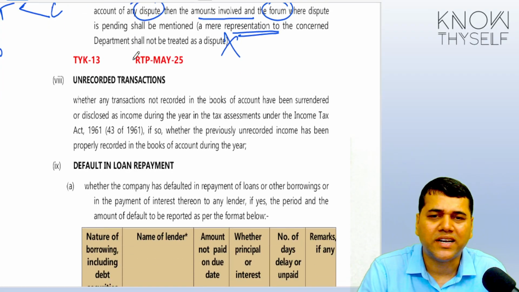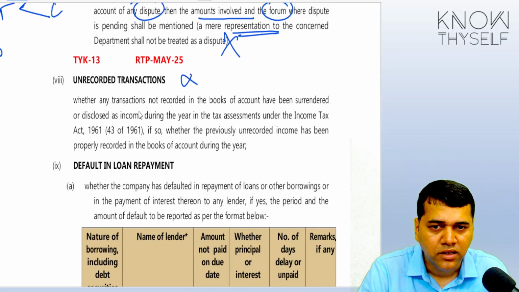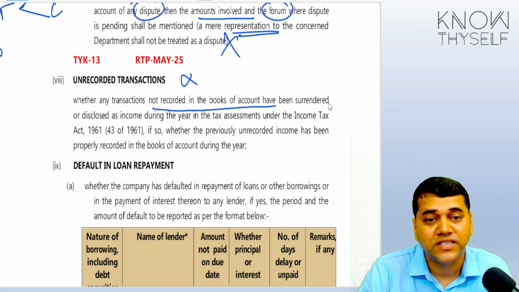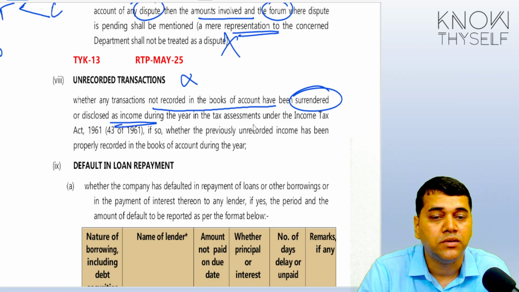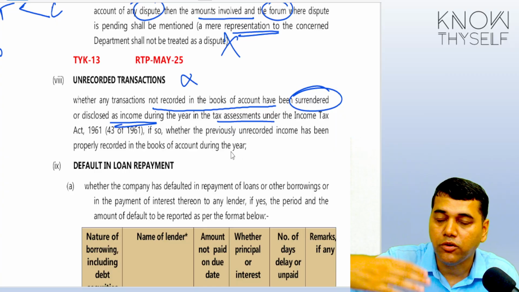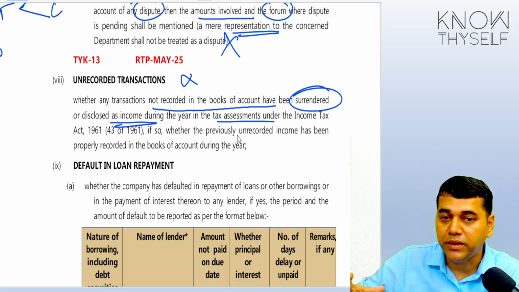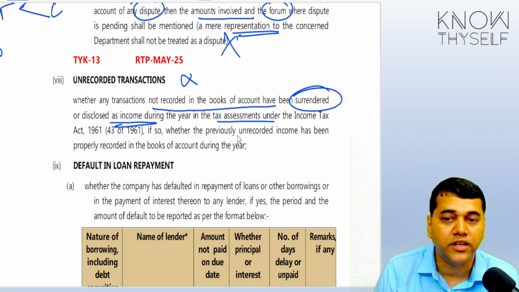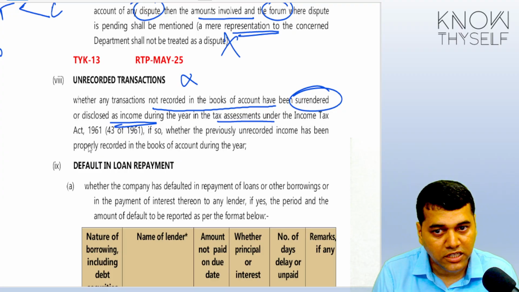Okay, unrecorded transactions, small, you can ignore it. Is there any transaction not recorded in the books of account which is surrendered or disclosed as income in the tax assessments under the Income Tax Act? Okay, if something you have not recorded, something you are trying to bring to the notice of the shareholders, that means unrecorded income you have shown there but not here in the books. That is what you need to report.